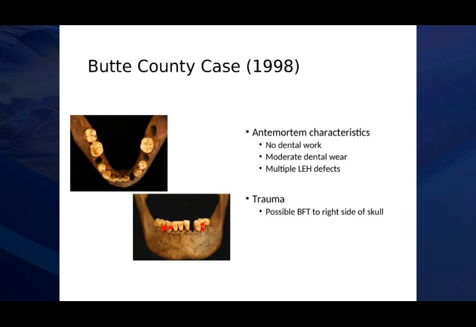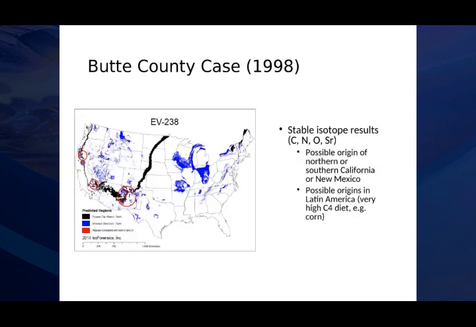This individual did not have any dental work. They had moderate dental wear and a number of linear enamel hypoplasia defects, which are not typically things that we see in the U.S. population. They're much more common in poorer nations, like people who crossed the border from Guatemala, Oaxaca, Mexico, etc. We had evidence of trauma, blunt force trauma to the right side of the skull, suggesting that this was a probable homicide.